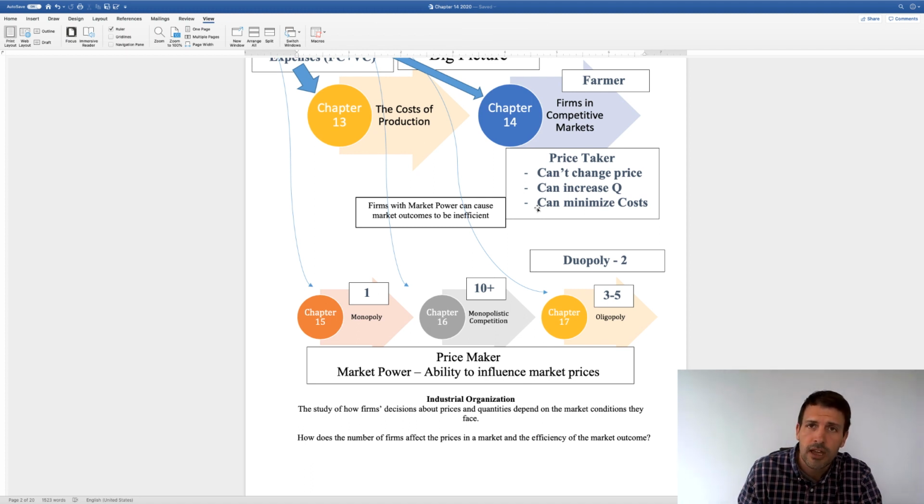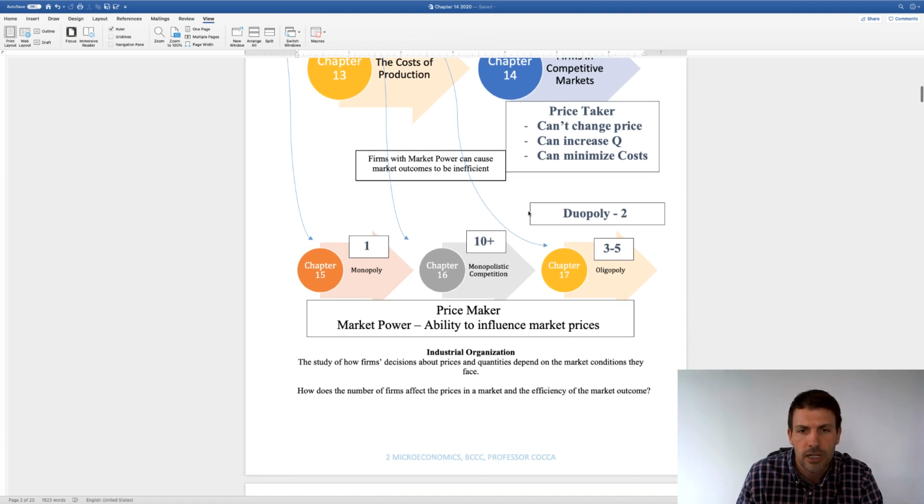Now in Chapter 14, you can increase quantity, but you can't influence price. And the other thing you can do as well is try and minimize your cost, which we talked about in Chapter 13. All right, the next chapters we're going to cover are Chapters 15, 16, and 17. There are these other types of firms, obviously a monopoly, which most of you have probably heard of, where one firm controls the market. Chapter 16, monopolistically competitive, is probably a term you've never heard of. We'll cover that in greater detail. And then Chapter 17 is oligopoly, and we get into game theory and all that.